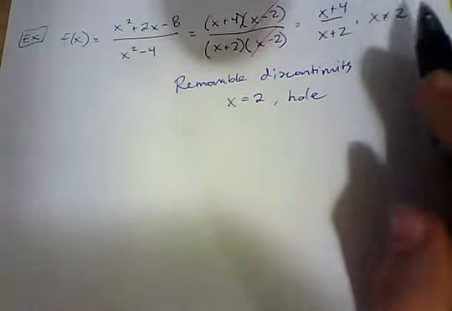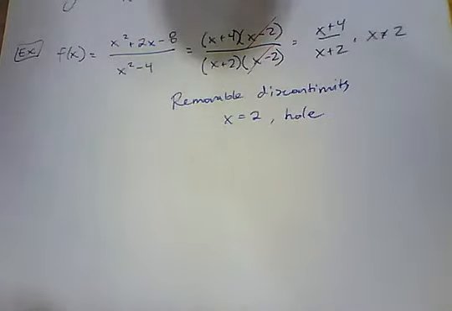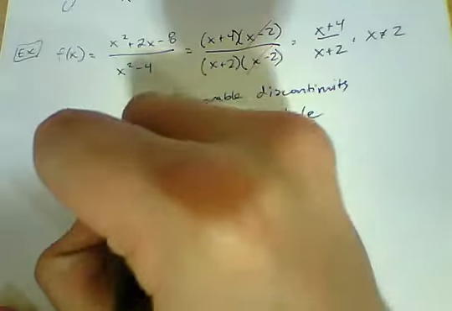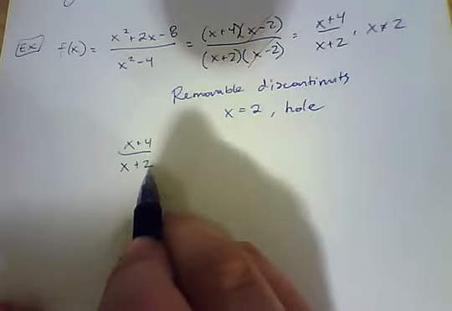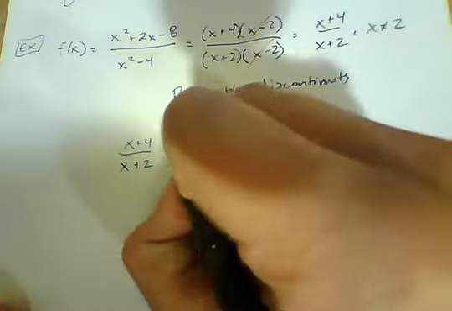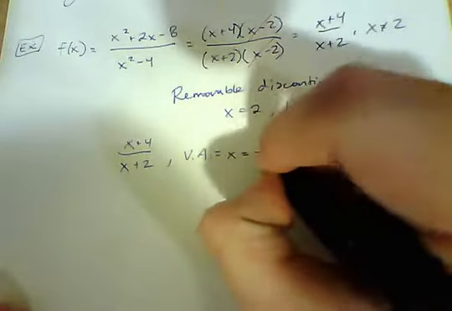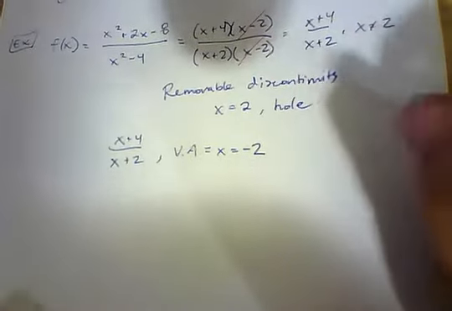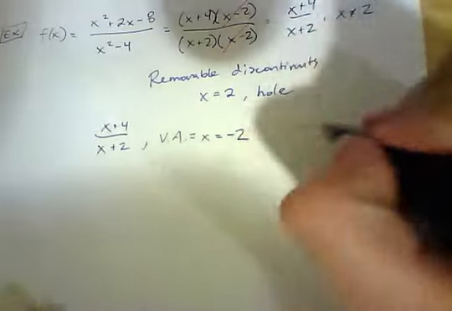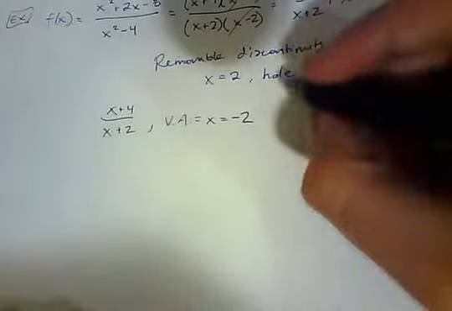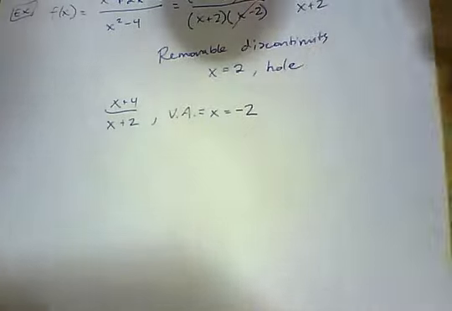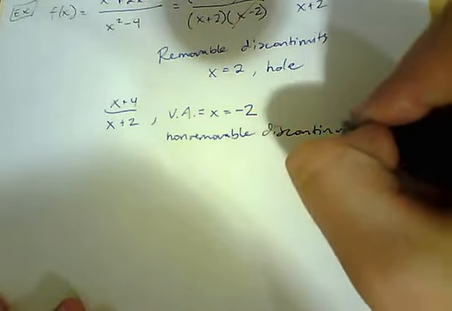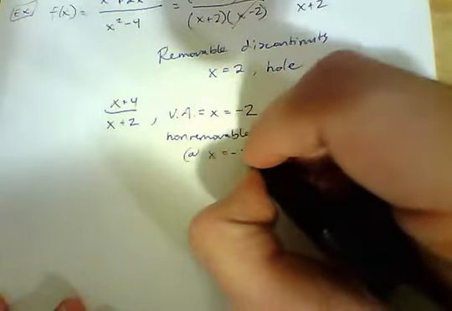So we have a removable discontinuity at x equals 2, but our asymptote is not at 2. If we take x plus 4 over x plus 2 and we set this bottom equal to 0, then we could see that we would have a vertical asymptote at x equals -2, because if we substituted that in, we would get a 0 on the bottom, and we would get a +2 on the top, which would tell us that that is an asymptote. So we can say a vertical asymptote of x equals -2. We could also say non-removable discontinuity at x equals -2.